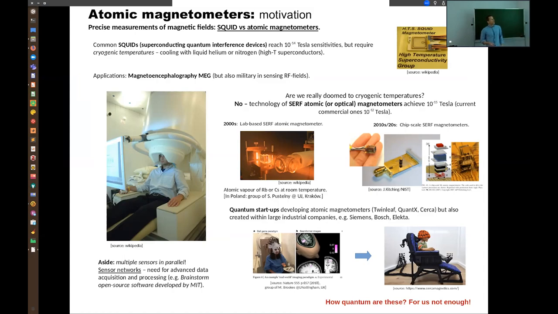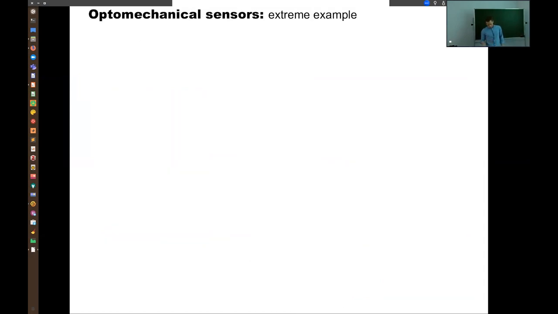Okay, and now I hope to surprise you, so I was told that some of you are working more in cosmology or astrophysics even. So I think an extreme example of an optomechanical sensor, which people don't think is actually a quantum sensor, but it is, is the gravitational wave detector. And actually, I would like to use it to hopefully convince you that some kind of signal processing is really important if you want to deal with this device. So let me go for it.